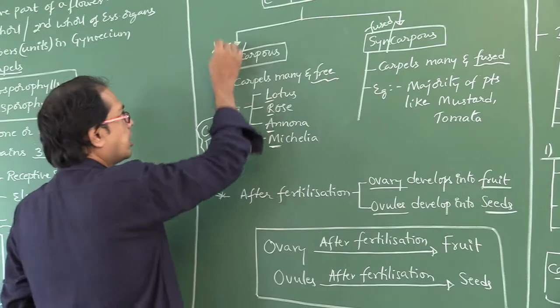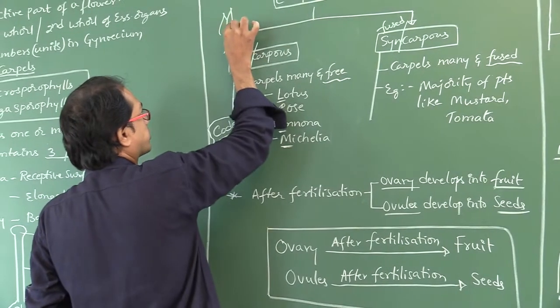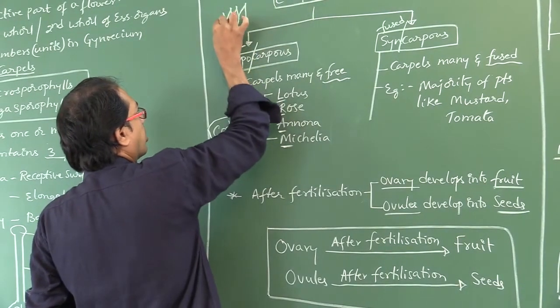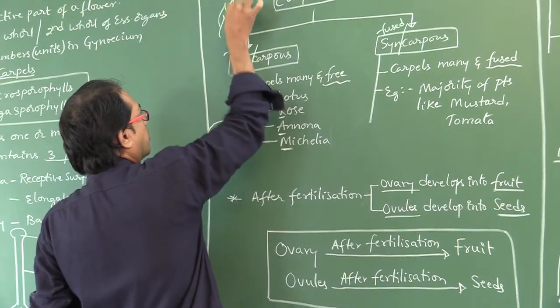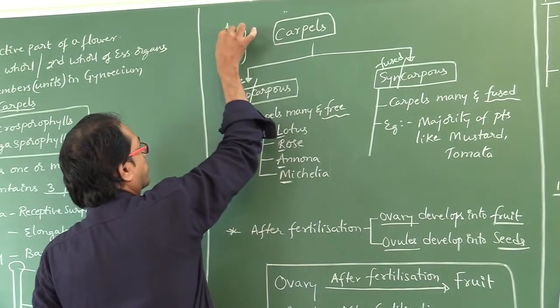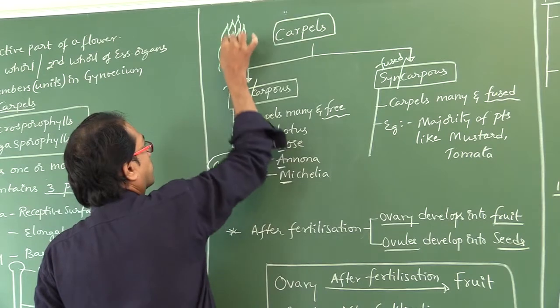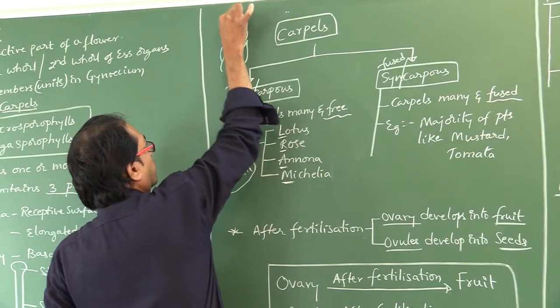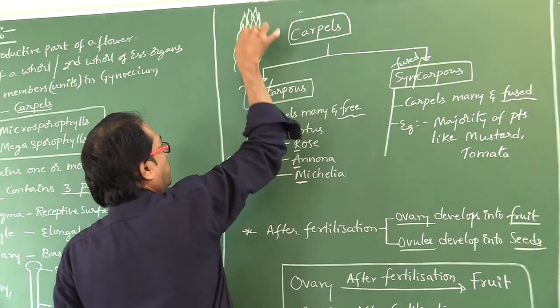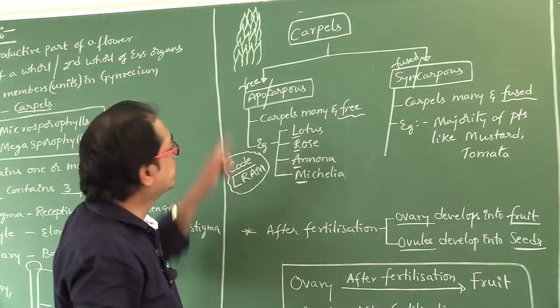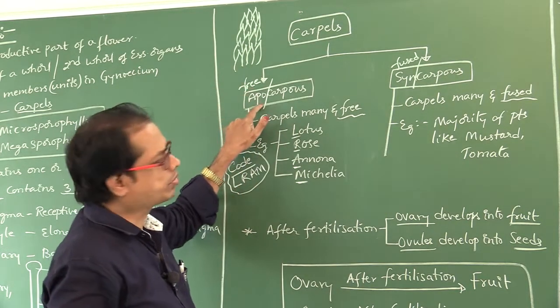Apocarpous, carpels many and free, means like this. So many carpels are free like this. Each one is a carpel. That is called apocarpous gynoecium.